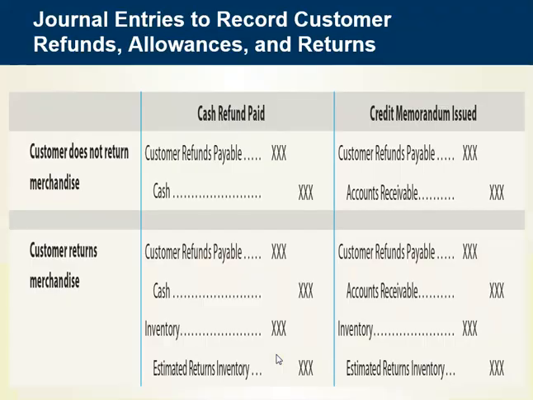One more slide and we'll take a break. Here is a little bit of a recap of the journal entries to record customer refunds, allowances, and returns. We don't have any figures here, but you can look this over. It asks whether the customer returns the merchandise, and what all is taking place. Has the customer paid for the merchandise? Did the customer buy the merchandise on credit and is returning all or part of the merchandise before paying? So we've got these four examples here.